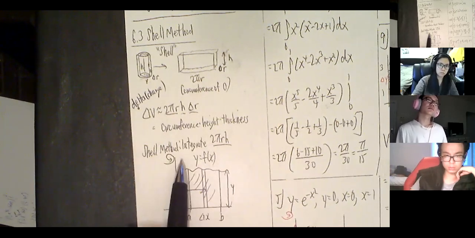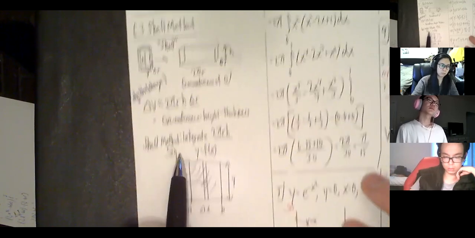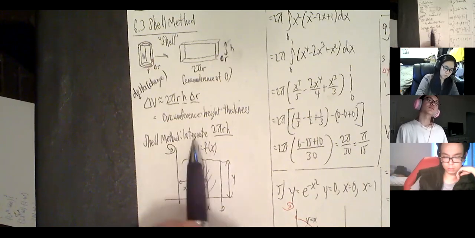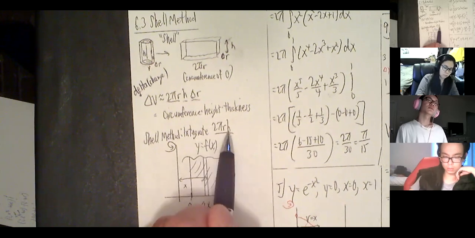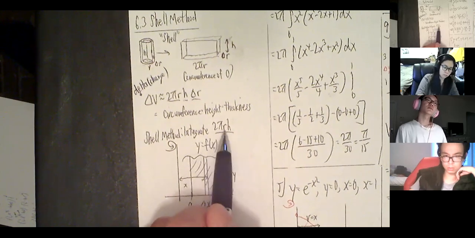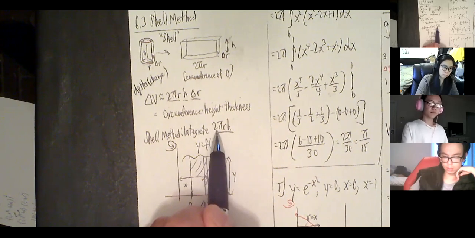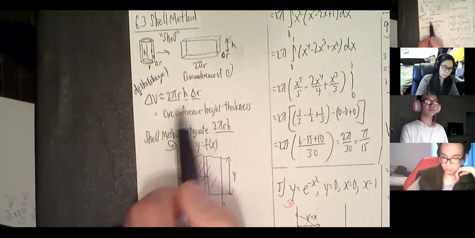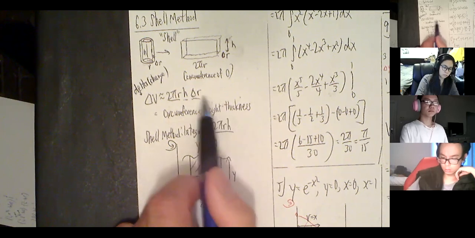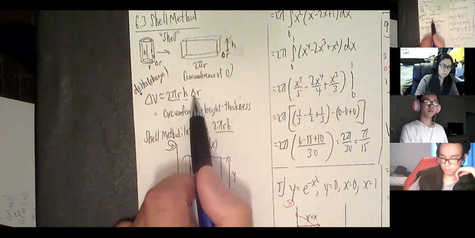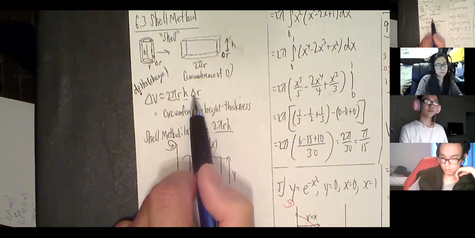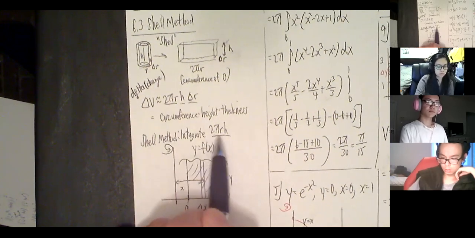If you want something quick and dirty to put down for integrating by the shell method, you're integrating 2 pi r h. And if you want to put that on your cheat sheet, you may. Circumference times height times thickness, but you don't really have to worry about the thickness. The delta r is delta y or delta x, which means when you integrate, it becomes dy or dx. So you're integrating 2 pi r h.